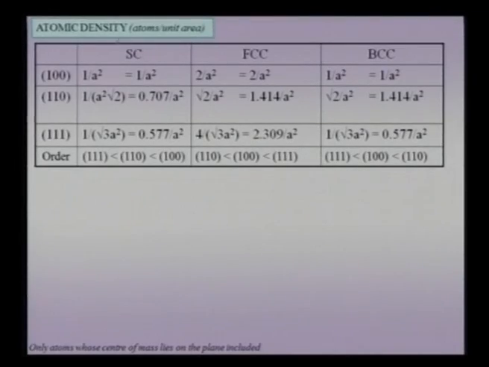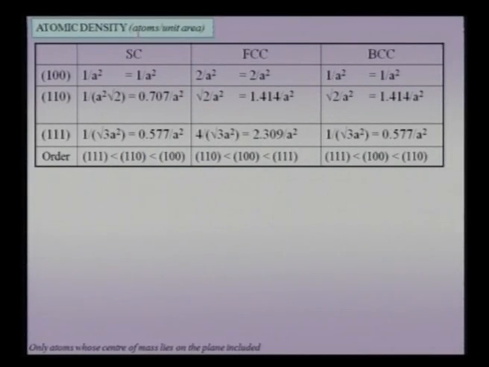We had previously defined the quantity known as atomic density, which was atoms per unit area. This is an important example and consideration, because we will see that, depending on the kind of plane we are considering and depending on the crystal structure, the atomic density changes from plane to plane.